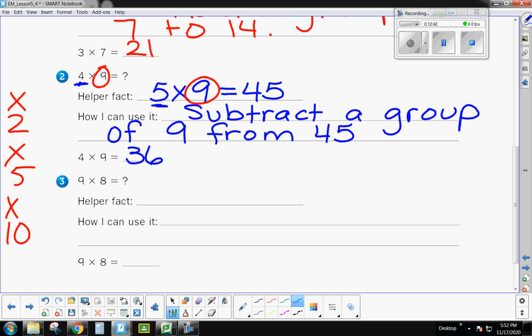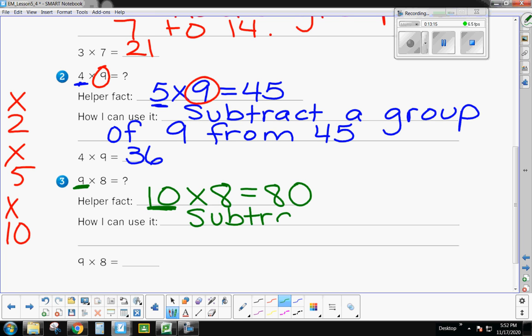Okay, now when you did 9 times 8, what could you have changed 9 times 8 into? I would have changed the 9 to a 10. 10 times 8 is easy. It's 80. Now what do I need to do to turn it into 9 times 8? I made my problem bigger. 9 is smaller than 10, so I know that I need to subtract a group, right?